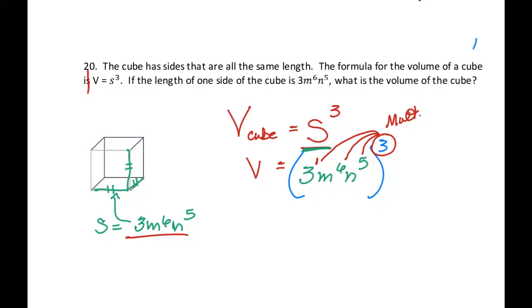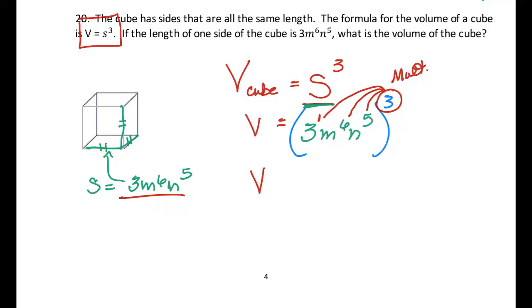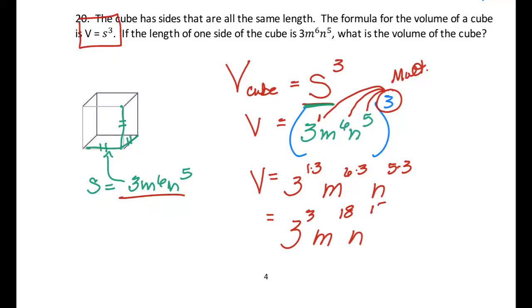Because for volume, they tell us we're trying to find the volume of this cube, and they gave us the volume formula as s to the third power. Okay? So my volume is 3 to the 1 times 3, m to the 6 times 3, and n to the 5 times 3, which is 3 to the 3rd, m to the 18th, and n to the 15th.